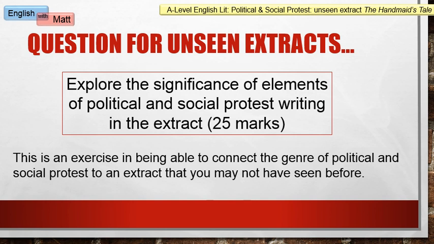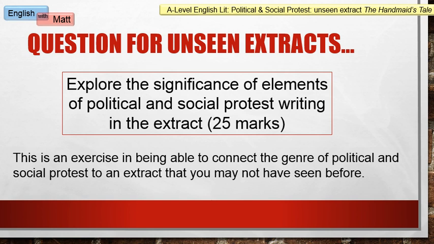You should have been familiarised right from the very beginning of your course with the elements of political and social protest, such as rebellion, powerlessness, democracy, justice, all these kind of terms. So really this exercise is about you knowing the genre, and the examiner is saying you should be given anything, and you should be able to tell the examiner how that extract fits into that genre because you're finding these elements. So that's what this is essentially assessing.